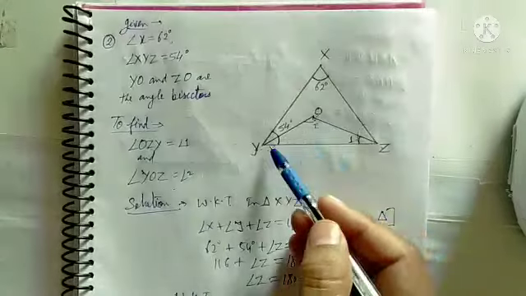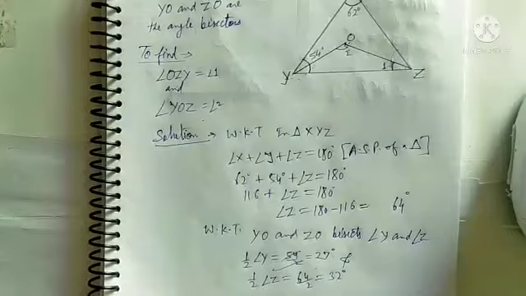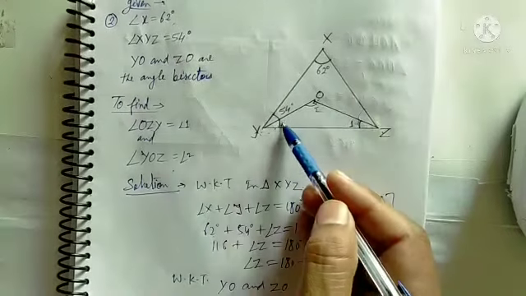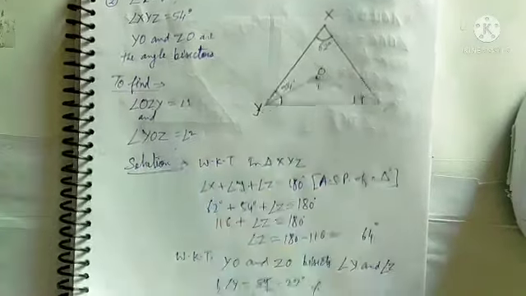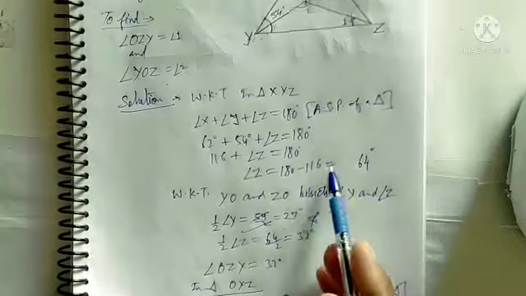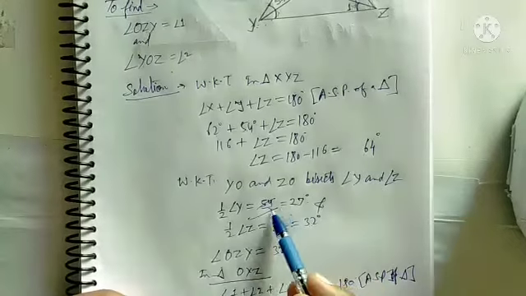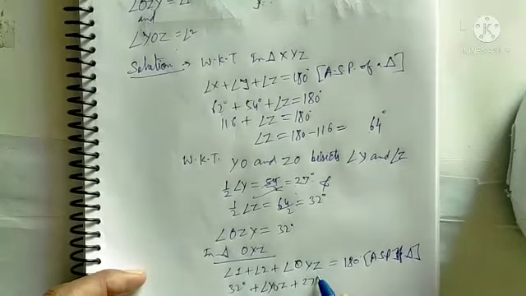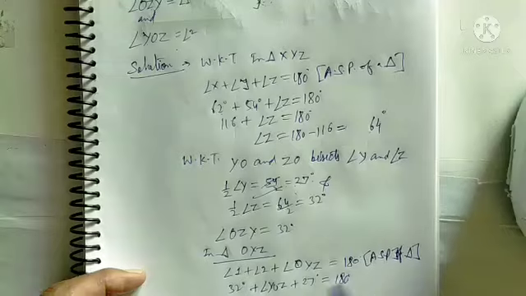OYZ, this is angle OYZ. OYZ means this angle OYZ. And OYZ you got just now here, what? 27 degree. Yeah, sorry, just 27 degree. Okay.